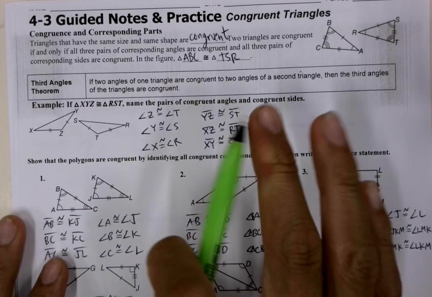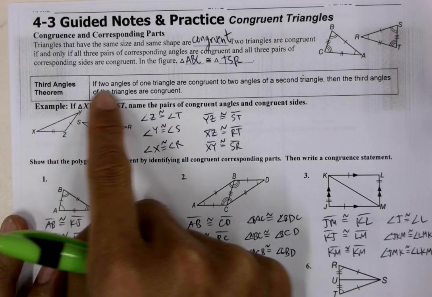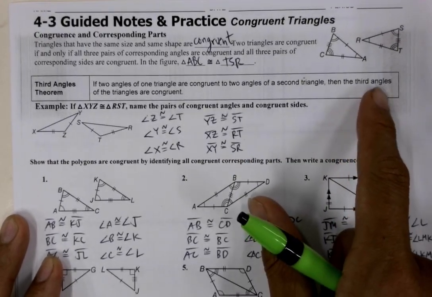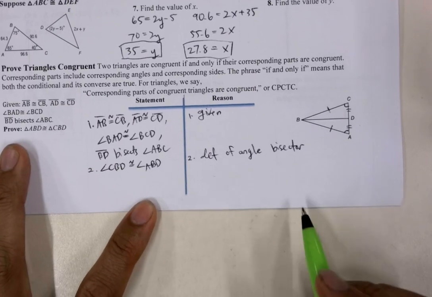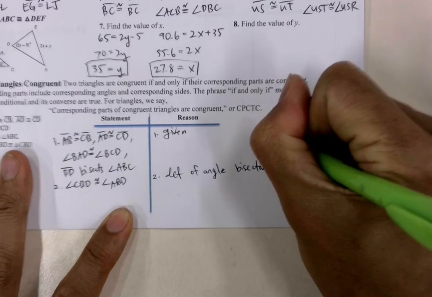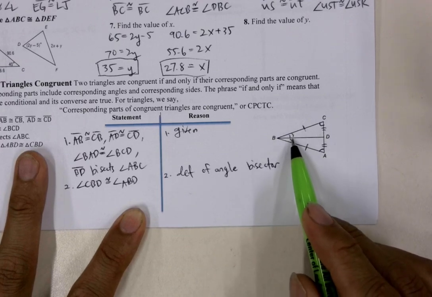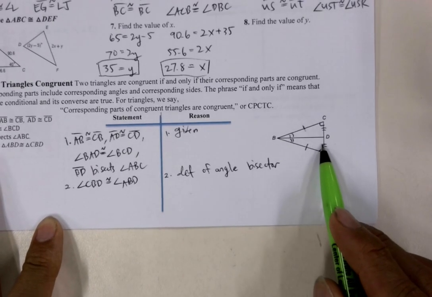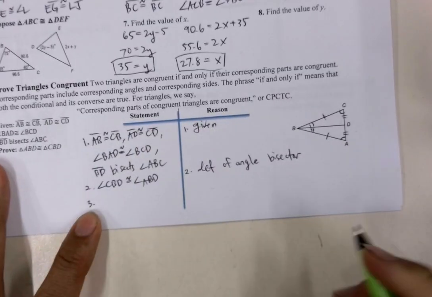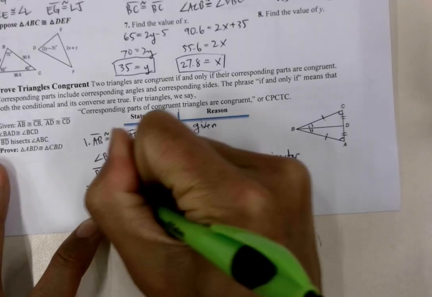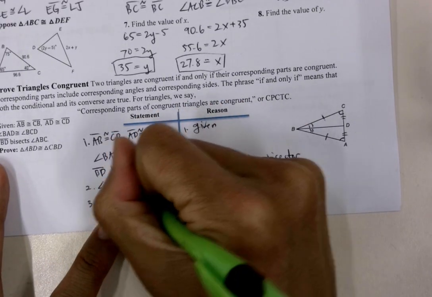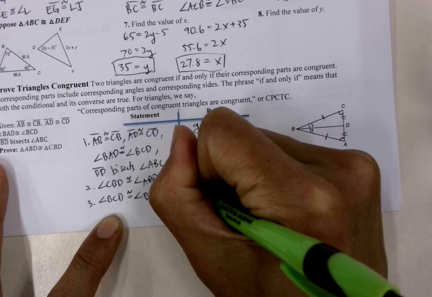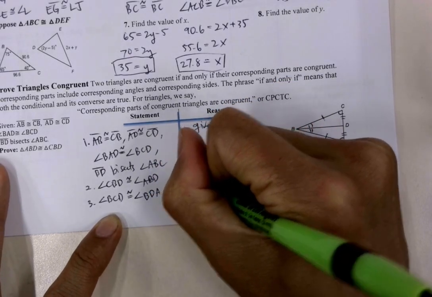We need the third angles theorem, which states that if 2 angles of one triangle are congruent to 2 angles of another triangle, then the third angles of the triangle are also congruent. And that's what we have so far, that two angles of a triangle are congruent with two angles of another triangle. Right? So that means the third angles are congruent. So for 3, I'm going to say angle BCD is congruent with angle BDA. And that's going to be the third angles theorem.